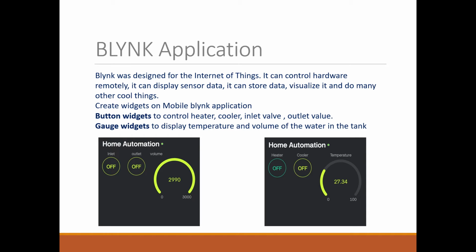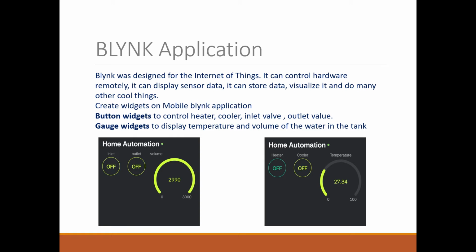There are two types of widgets we are going to create in this project. First one is a button widget. Second one is a gauge widget. A button widget, as you know, has only two values, 0 and 1. 0 means off and 1 means on. So we can control the inlet and outlet.